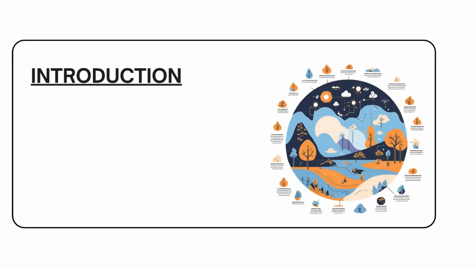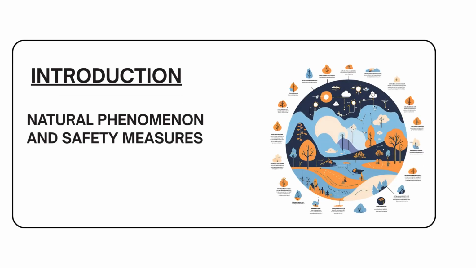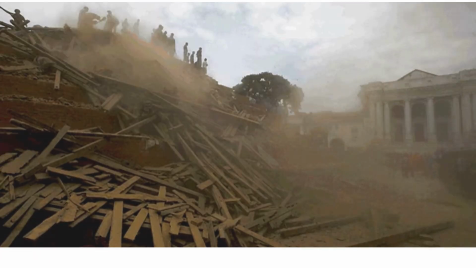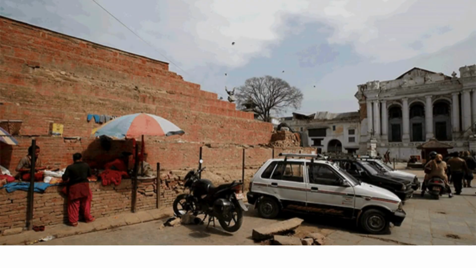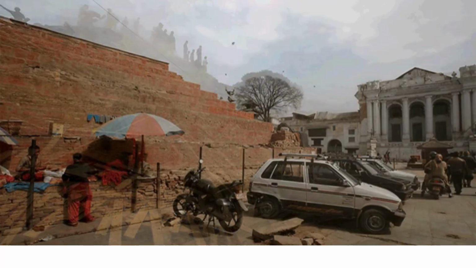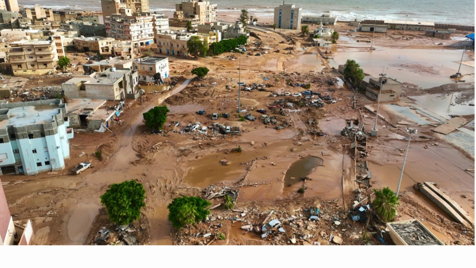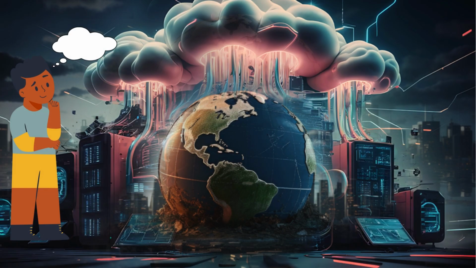Introduction: Natural phenomena and safety measures. Natural disasters are sudden, powerful events caused by changes in nature. They can damage buildings, change landscapes, and affect lives. But if we understand how they work, we can stay better prepared. Let's explore them with simple experiments.